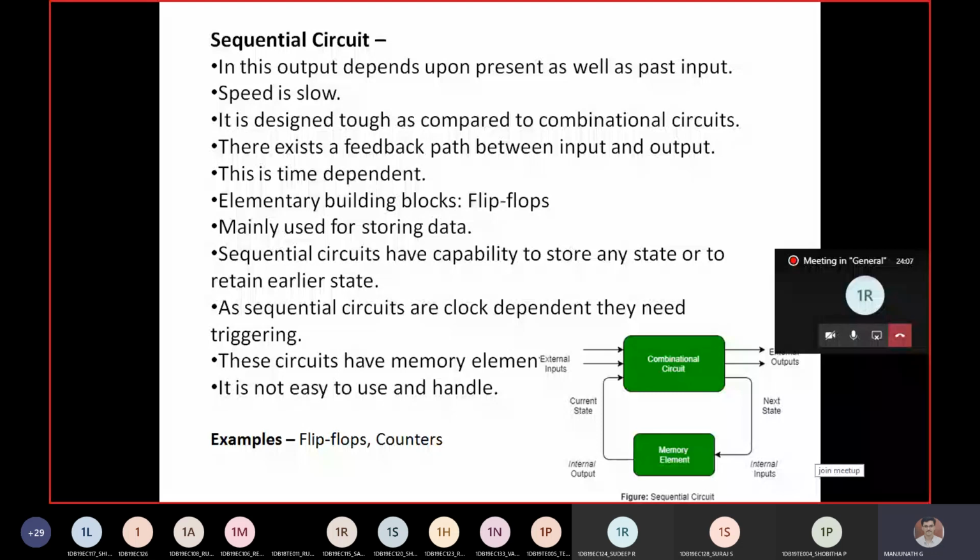Combinational was time independent, but here it is time dependent. The storage part is there, and as we said, the building blocks in combinational were logic gates, but here they are flip-flops and latches. You can look at the examples: counters, flip-flops and latches are part of sequential circuits. You can look at the diagram also.